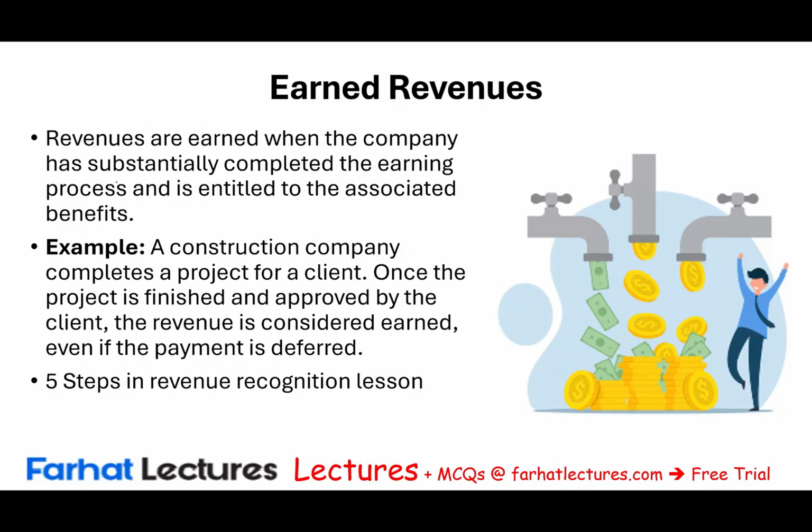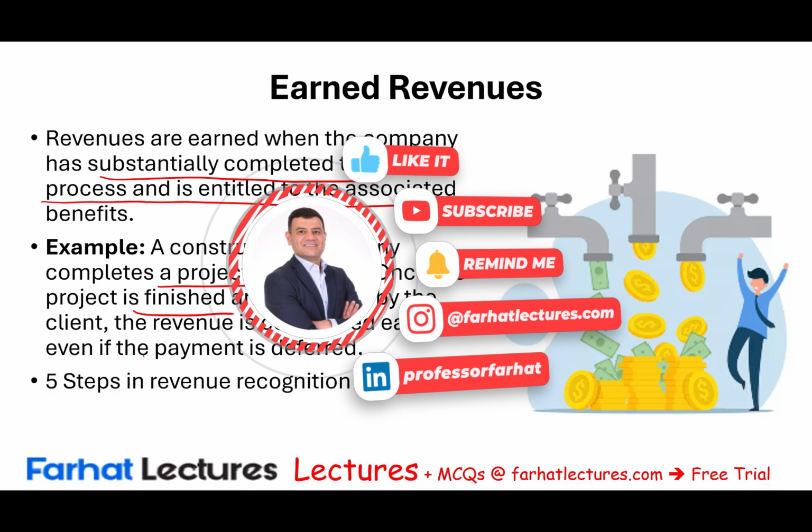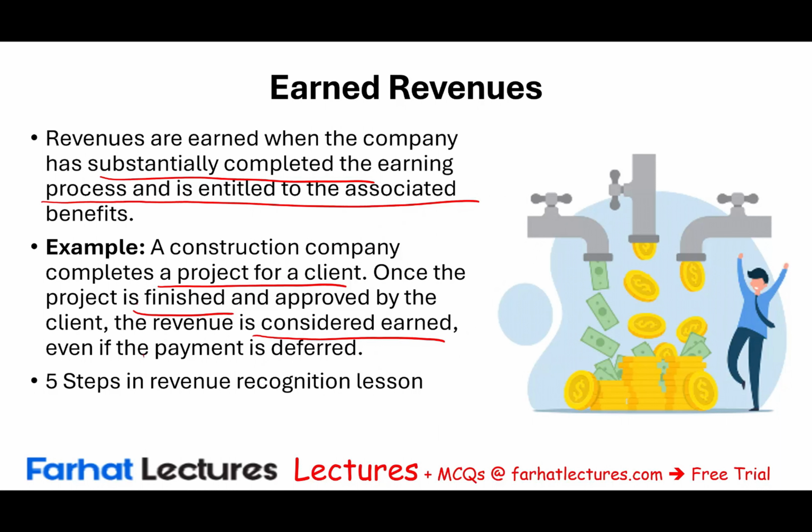Revenues are earned when the company has substantially completed the earning process and is entitled to the benefit. Like what? A construction company completes a project for a client. Once the project is finished and approved by the client, the revenue is considered earned even if the payment is deferred. So earned is you have done the work, completed it, earned revenue. Now keep in mind, what I just did is a simplified revenue recognition. Why? Because you have one whole session and you need to be familiar with the 5 steps in the revenue recognition lesson. But the point I'm trying to make is you need to be familiar with the nature and recognition criteria of revenue.